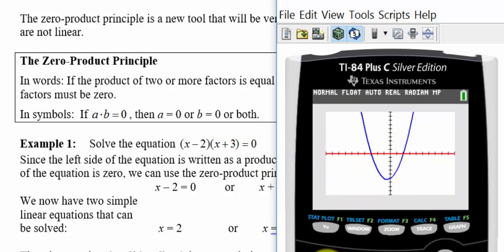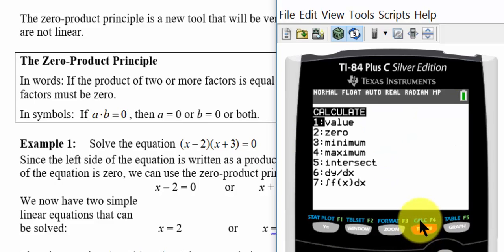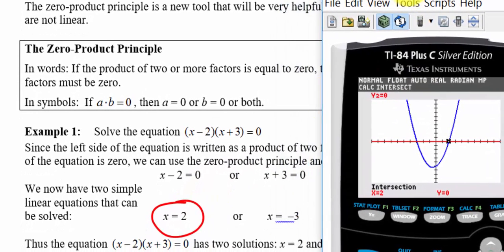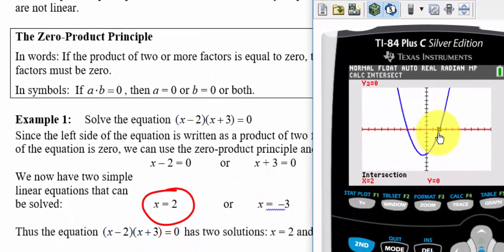So the intersection, if I press second, trace, because above trace it says calc, we're going to calculate the intersection, which is number 5. Enter 3 times. You see how we get x equals 2? That's saying when x equals 2, y equals 0, which is one of the solutions that we had found previously. And then the other solution we found was x equals negative 3. So I guess this intersection is going to happen at x equals negative 3.